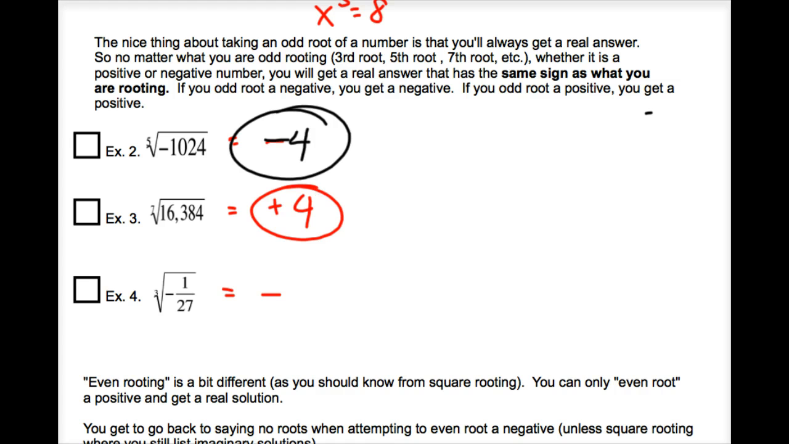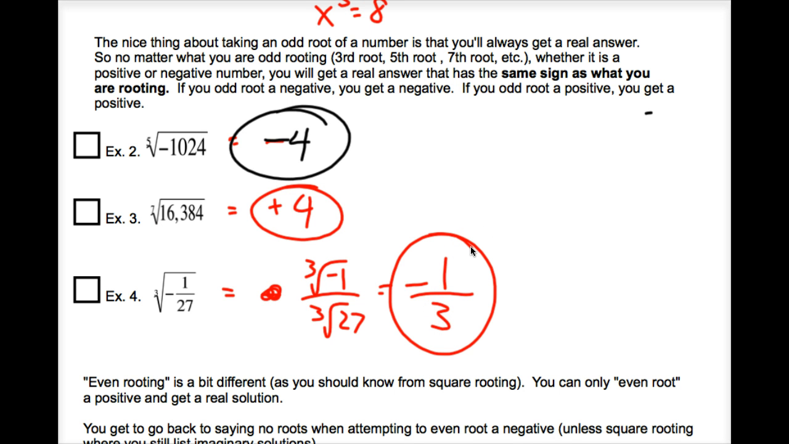Example 4 has a fraction. You could split it into 2 parts if you like. You could say the third root of negative 1 over the third root of 27. Third root of negative gives me a negative. The third root of 1 is just 1. 1 times 1 times 1 gives me 1. And what's the third root of 27? What to the third is 27? 3. You could go ahead and look on the third power column on your half sheet, and you will see 27 is the third number down. So that's what the third root of 27 is, 3.